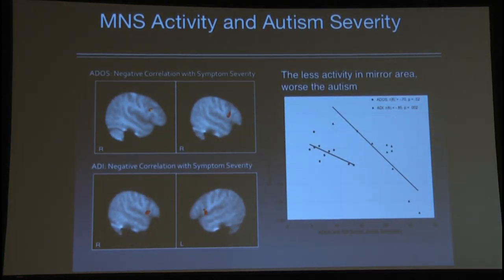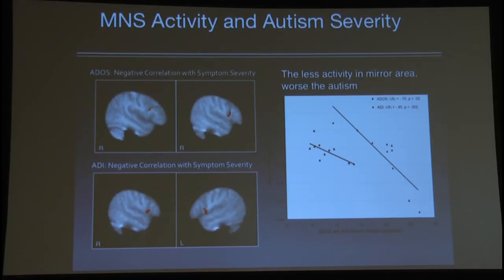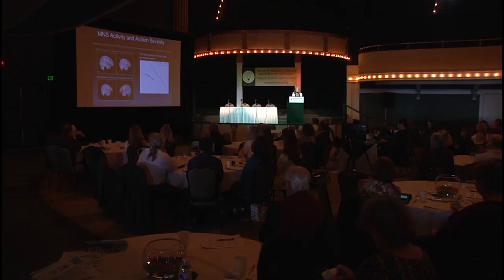What is really interesting, however, is that the less activity in this mirror area, the worse the symptoms of autism. This is a correlation between our ADOS and our ADI scores and activity in this area. So the less the brain mirrors, is able to have this mirroring functioning of internalizing the affect of somebody else, the worse the outcome is in terms of autism severity. So this tells us that we do have an area of the brain that appears to be critically important in autism and that is important in understanding some of the symptoms that we've been talking about. And it's much closer to the problems that we're having in face processing than those other things that I'd already talked about, including perception.